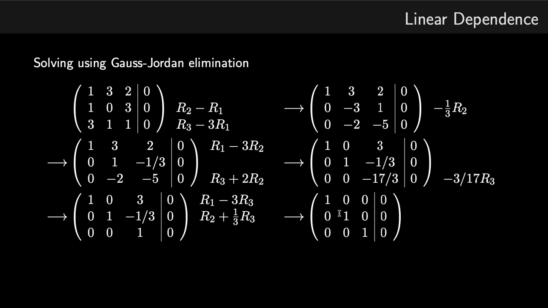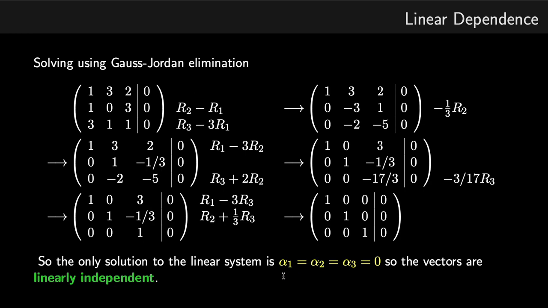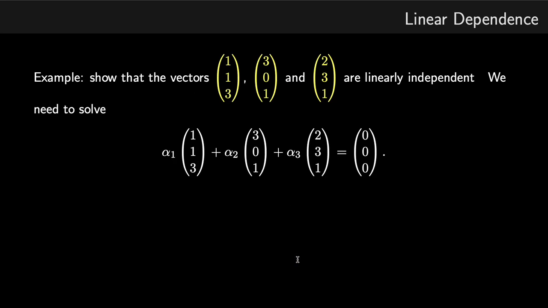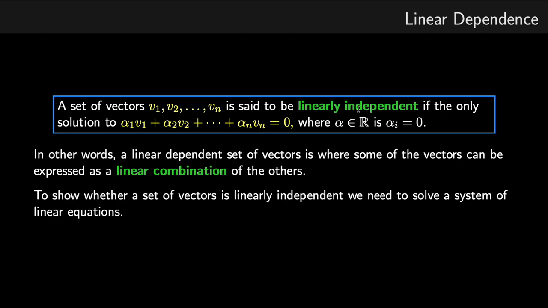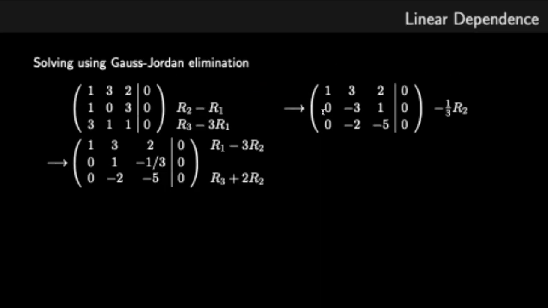At the end, this is reduced row echelon form. So we have 1 times alpha 1 is equal to 0, 1 times alpha 2 is equal to 0, and 1 times alpha 3 is equal to 0. So the only solution to this linear system is where we have all zeros. If I go back to the definition, if the only solution to this is 0, then we have a linearly independent set of vectors.